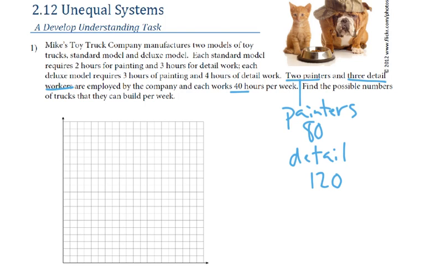So we've got the standard model, so we'll call that S for standard, right? And we want to think through this in terms of time, because it doesn't matter if we're making a standard or deluxe model. What matters is time. 2 hours for painting and 3 hours for painting, and then 3 hours of detail work and 4 hours of detail work. So standard model we'll call S, and deluxe model we'll call D, right?